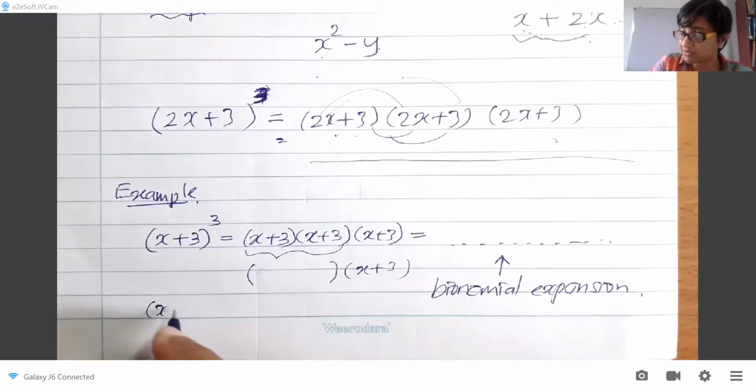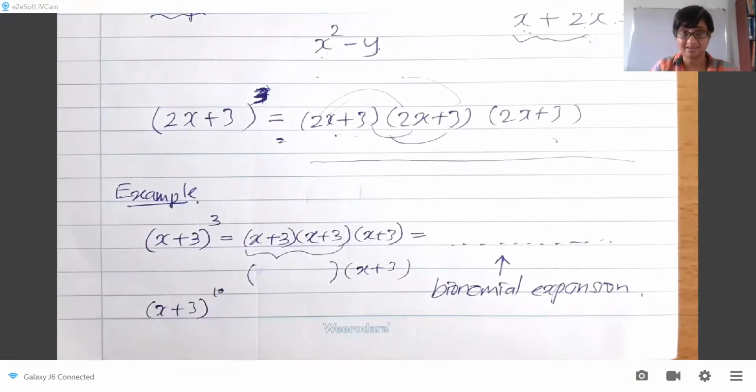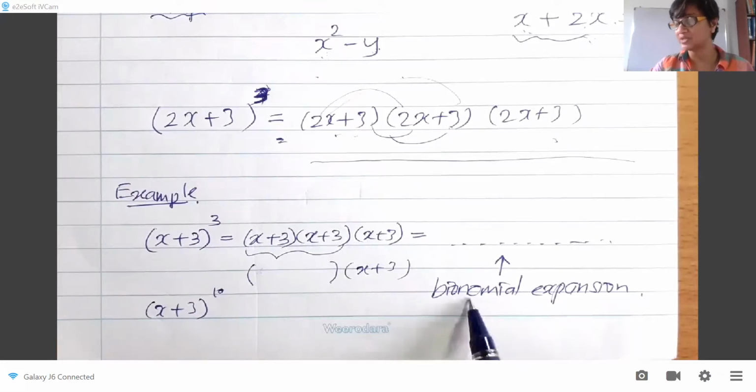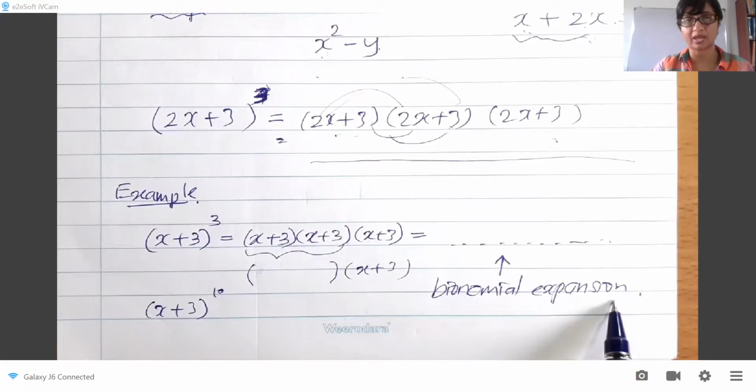But suppose you have to do (x + 3) to the power of 10. Are you going to sit and do that? (x + 3) times (x + 3) times (x + 3) times (x + 3). It's not practical. Binomial theorem tells you how you can write the binomial expansion straight away without having to manually expand it. Okay, so that's what the binomial theorem is all about.